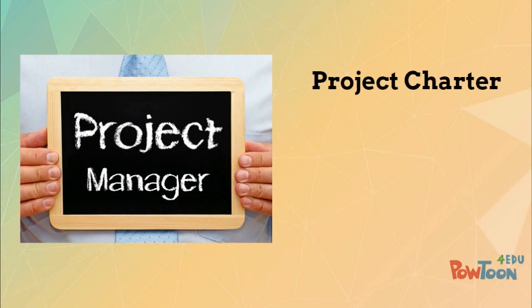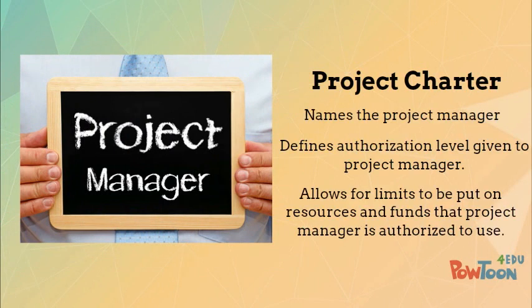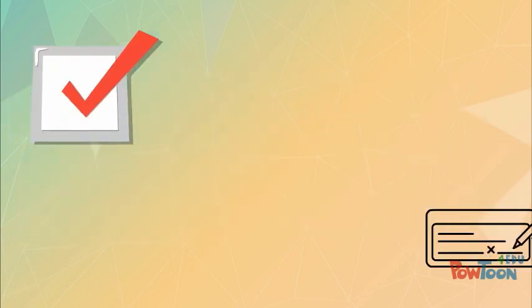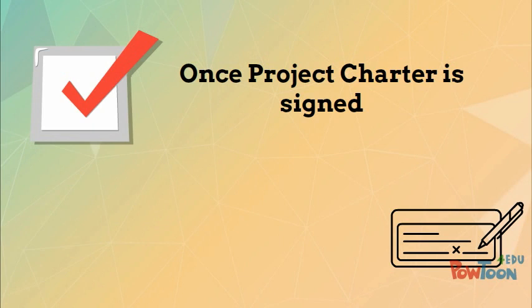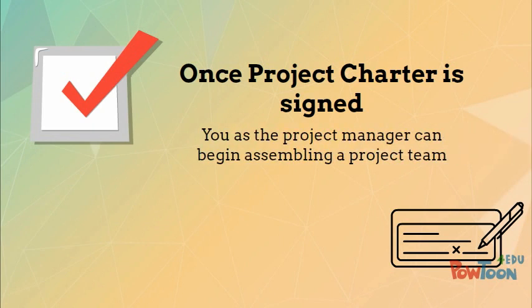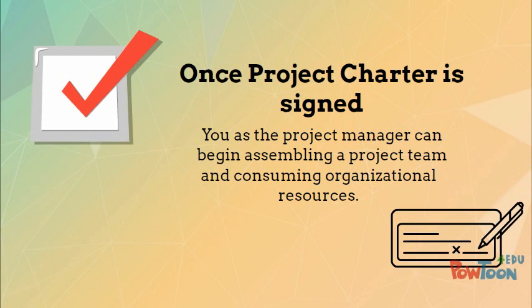Lastly, the project charter also needs to name the project manager assigned to the project and define the authorization level given to them. This allows for limits to be put on the resources and funds that the project manager is authorized to dedicate to the project up to the next decision point. After the project charter is signed off, then the project manager has the authority to assemble a project team and begin consuming organizational resources.